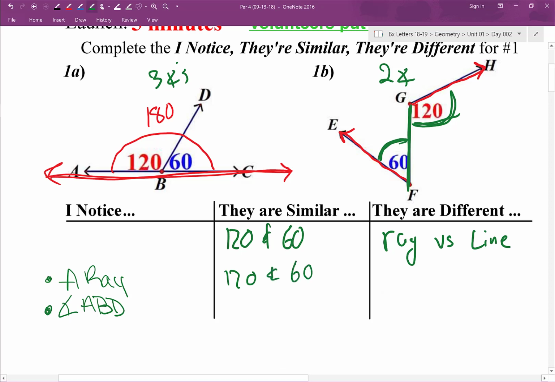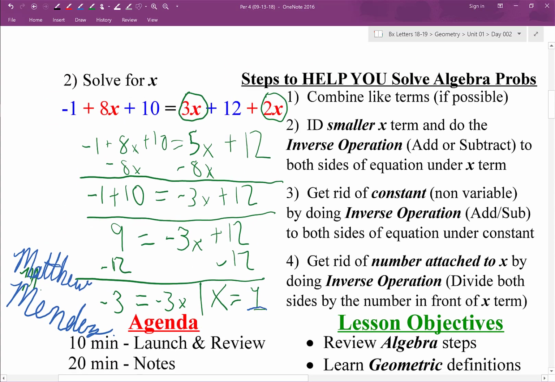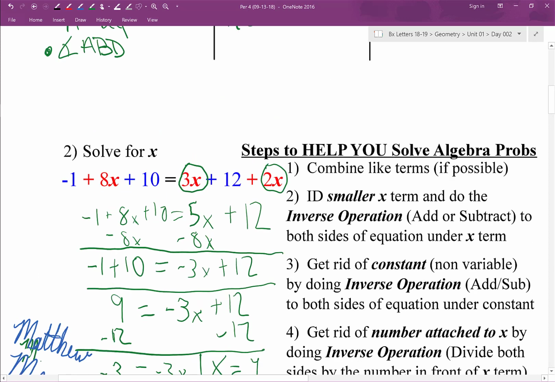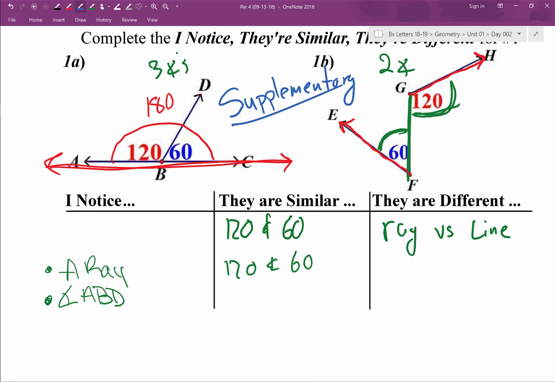All right, let's move on. Lourdes, what did you say? It was a supplementary angle. Ooh, supplementary. And that's why we study this. I'm foreshadowing like 2 lessons from now when we're going to talk about supplementary angles. Okay?